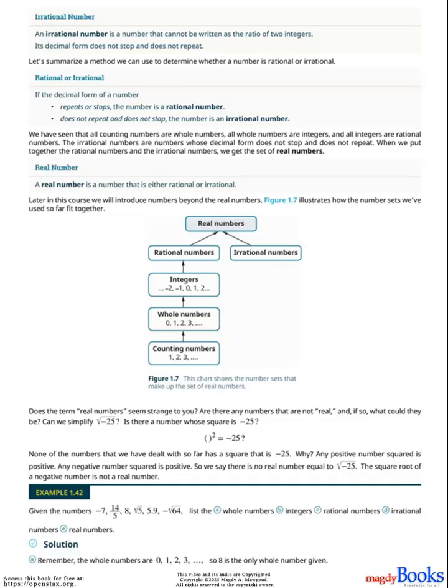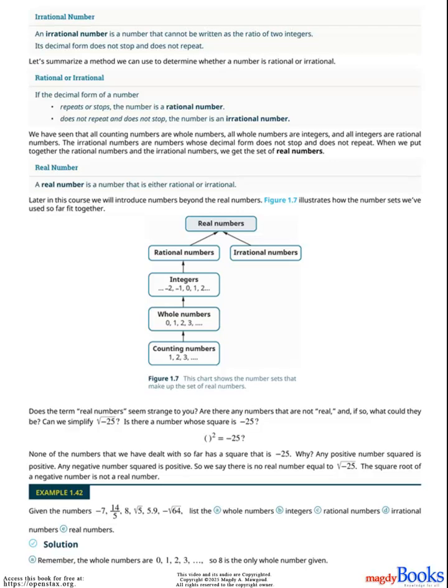Does the term real numbers seem strange to you? Are there any numbers that are not real, and, if so, what could they be? Can we simplify the square root of -25? Is there a number whose square is -25? ( ) squared equals -25. None of the numbers that we have dealt with so far has a square that is -25. Why? Any positive number squared is positive. Any negative number squared is positive. So we say there is no real number equal to the square root of -25. The square root of a negative number is not a real number.